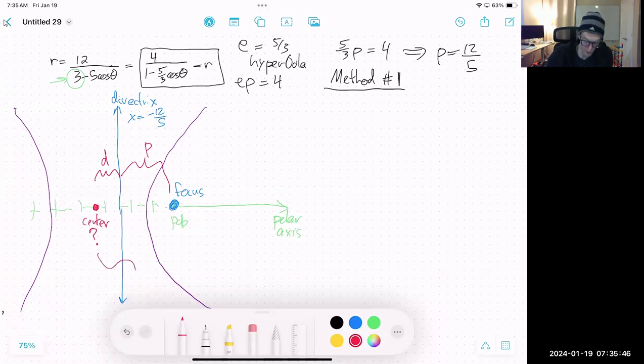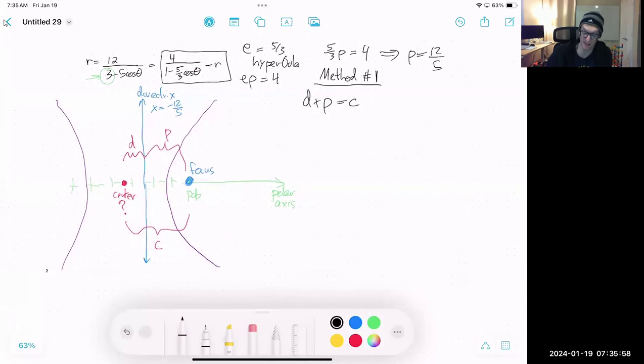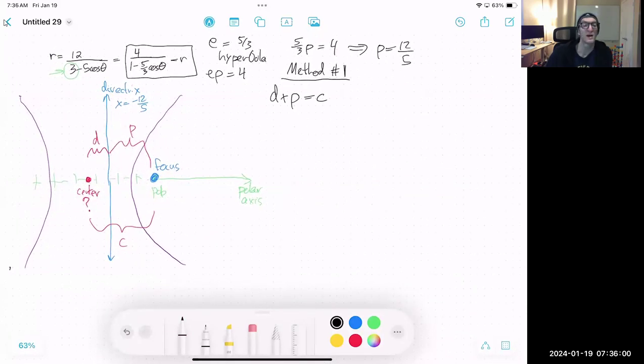And then, of course, this whole thing is C. All right. And so method number one begins with the observation that D plus P equals C in a hyperbola. We did this in class, but anyway, even if we hadn't, I just did it there right now. All right. Is this helpful in some kind of way? Well, it's a little bit helpful because I know what P is.